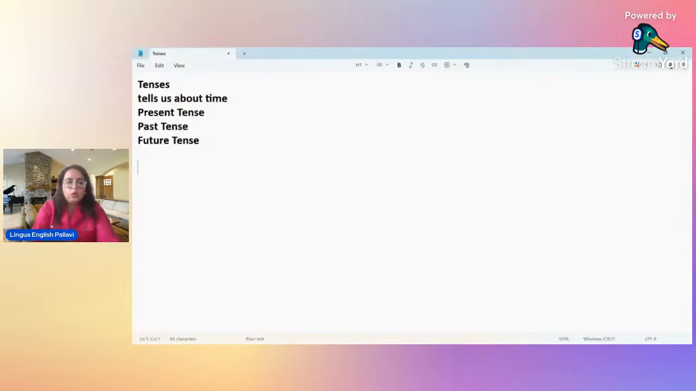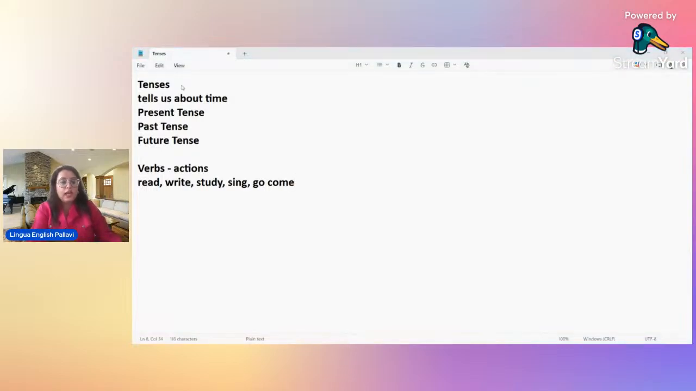Okay, now before we study tenses, let us understand what verbs are. Verbs are all the actions we do. For example, read, write, study, sing. Come on, tell me more words. Yes, go, come. So all these are verbs. What are verbs? Verbs are the actions we do.